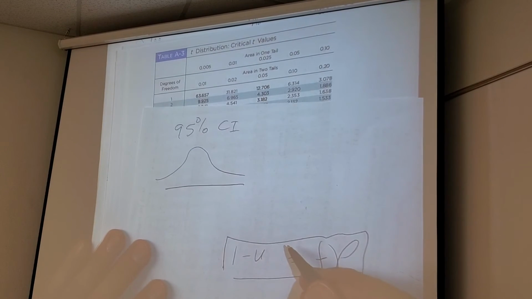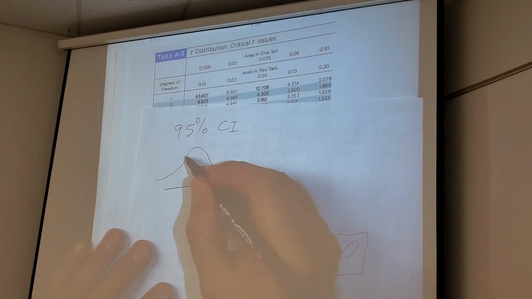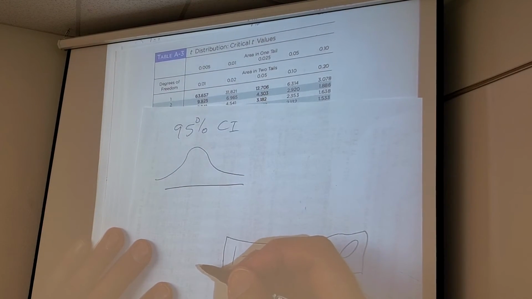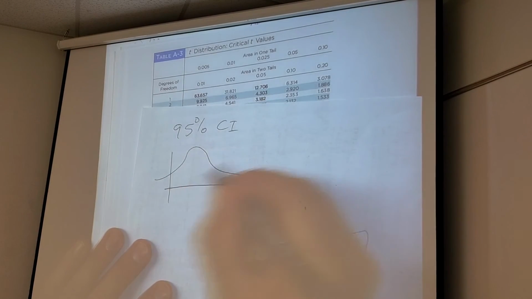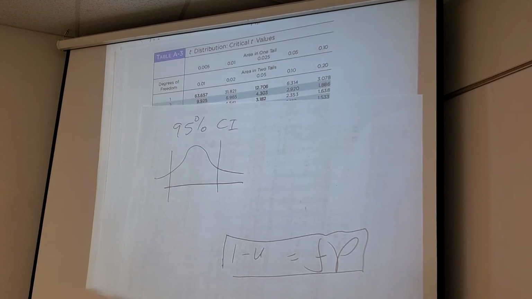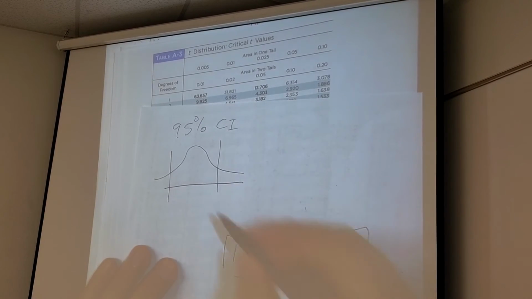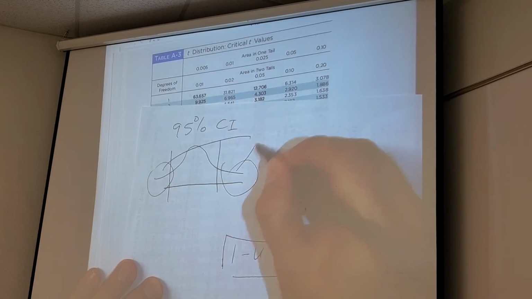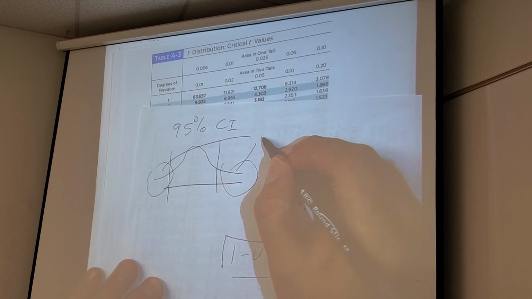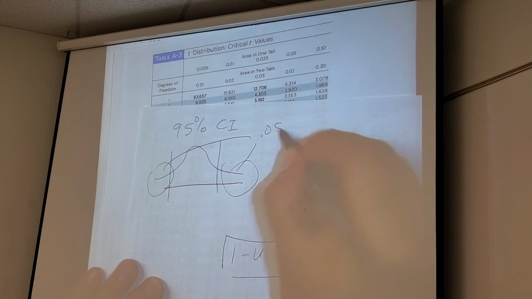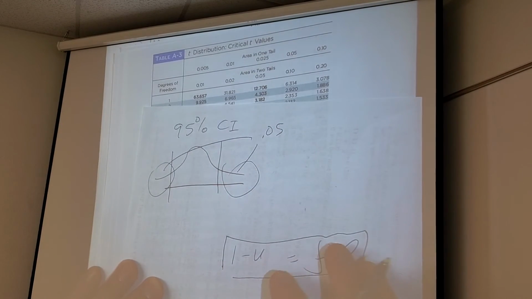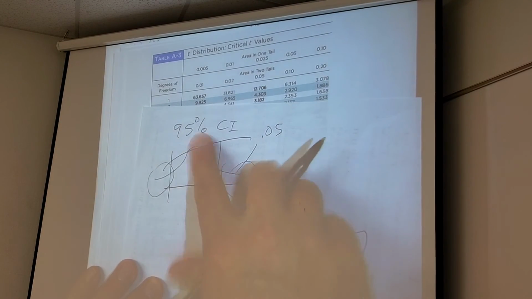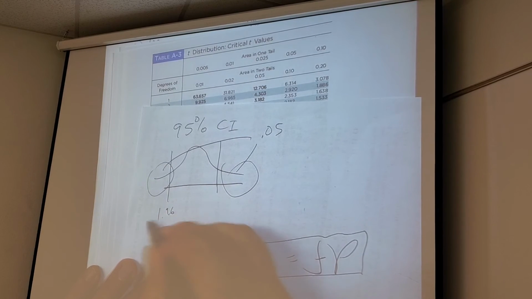Some little ghosty dude. And where's the 95%? Let me ask you this. How many tails did I just make? 2-tailed. It's a 2-tailed thing. How much area total is in the 2 tails? 0.05. And do you guys remember, for the 95%, isn't that 1.96?